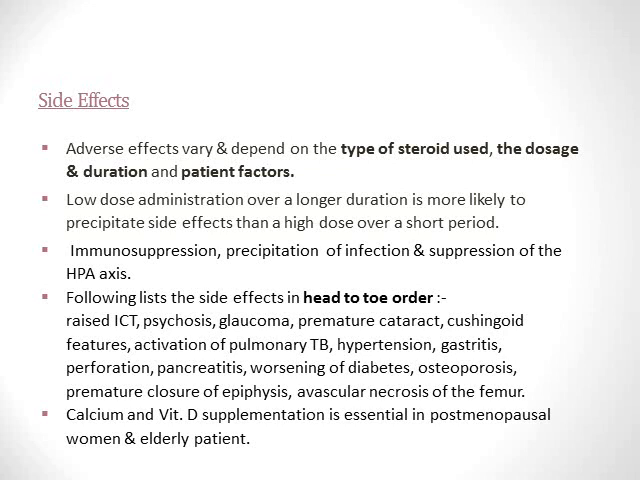Cushingoid features. If you want to see the side effects in head to toe order, it's usually raised intracranial tension, psychosis, glaucoma, premature cataract, Cushingoid features, activation of infections such as pulmonary tuberculosis, hypertension, gastritis, gastric perforation, pancreatitis, worsening of diabetes, osteoporosis, premature closure of epiphysis, avascular necrosis, or fever. These are some of the common side effects of giving oral steroids for a very long time. Calcium and vitamin D supplementation will be very essential, especially if you are giving it to a postmenopausal woman or an elderly patient.